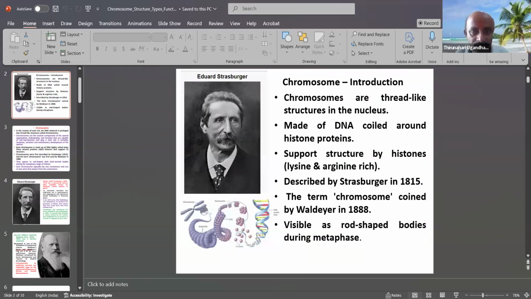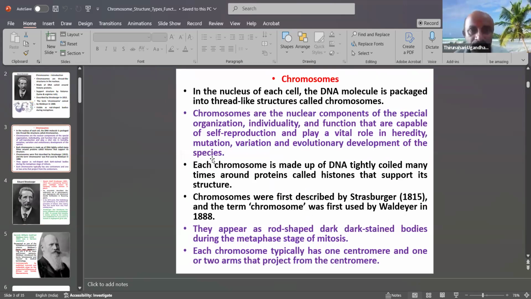What is the importance of the chromosomes in the nucleus of each cell? The DNA molecule is packaged into thread-like structures called chromosomes. That is the complete and correct definition. In the nucleus of each cell, meaning somatic cells and also reproductive cells. The somatic cells are vegetative cells located in the vegetative parts or body of plants and animals. The DNA molecule is packed into thread-like structures, which we call chromosomes.